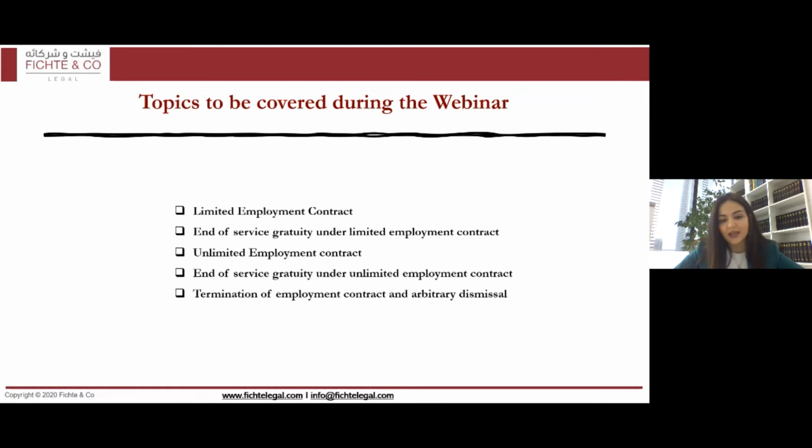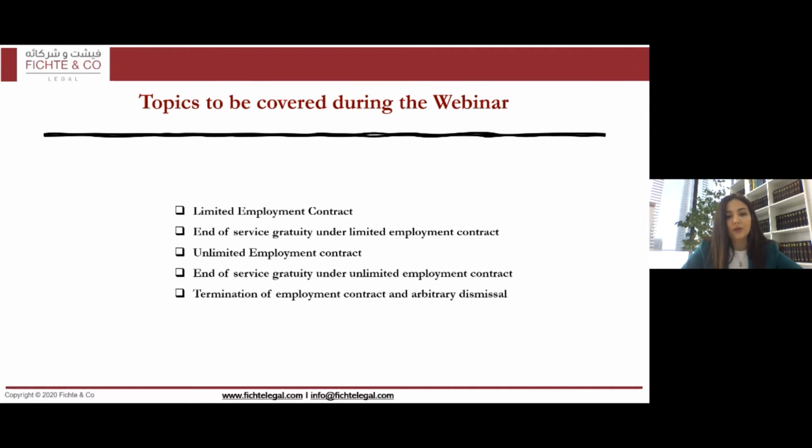Apart from the main labor law, it is worth mentioning that there are a lot of ministerial decisions which clarify the employment relationship and the clauses mentioned in the labor law. Today, for example, we are going to refer to two ministerial decisions: the first is ministerial decision number 764 with regards to the sample employment contract, and 765 with regards to the termination of employment contracts.